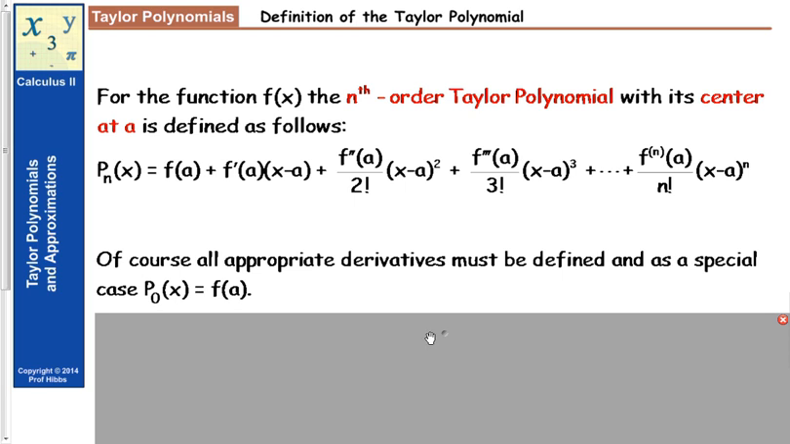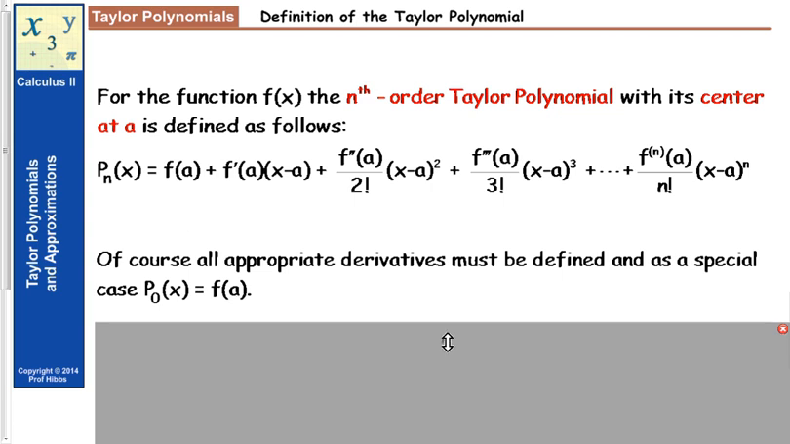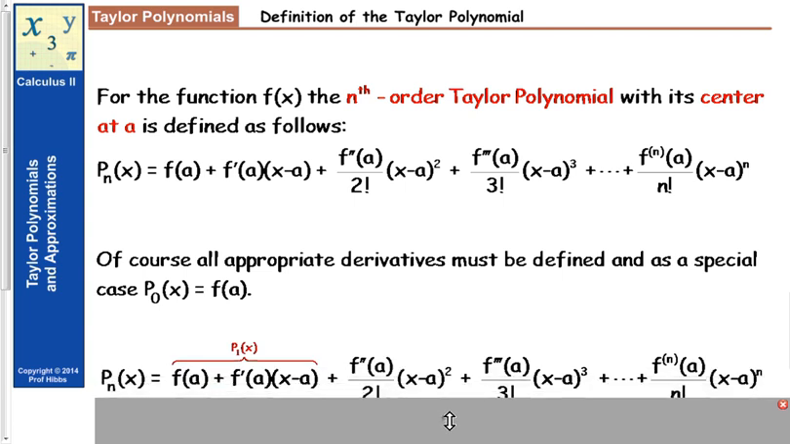Now, of course, all the appropriate derivatives must be defined. Otherwise, we couldn't find the derivatives and evaluate them. In one special case, sometimes we talk about the 0 order Taylor polynomial. That would be p subscript 0, and p subscript 0 is just this first term. P subscript 1 is the first two terms. But p subscript 0 is just defined as f of a, which is only a point. Maybe our book or homework asks us to do that, but that's really not very useful.